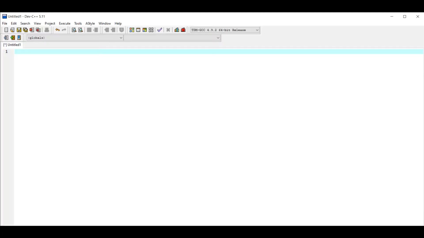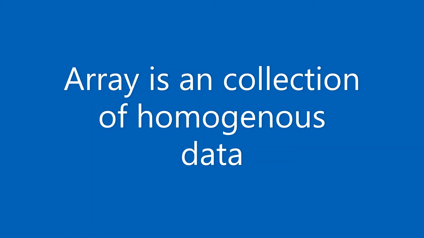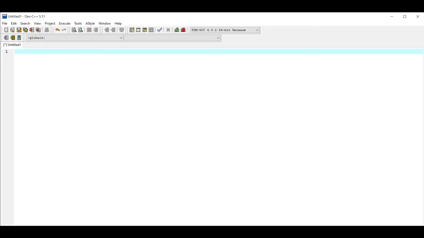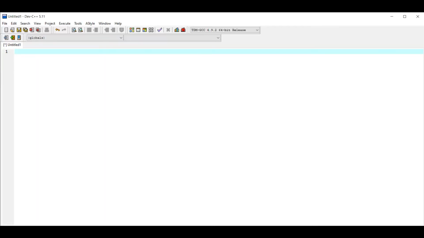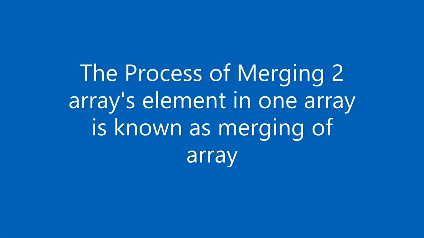Before starting this video, we should know the term: what is an array. An array is a collection of homogeneous data. We should also know what we mean by merge of array. Basically, merge of array means merging two arrays' elements into another array.